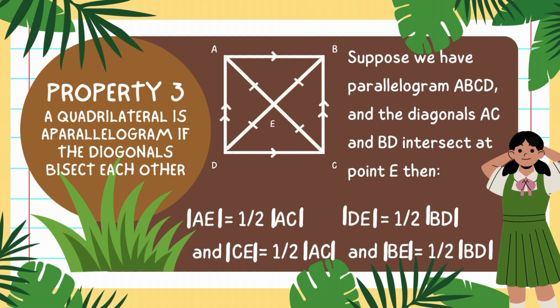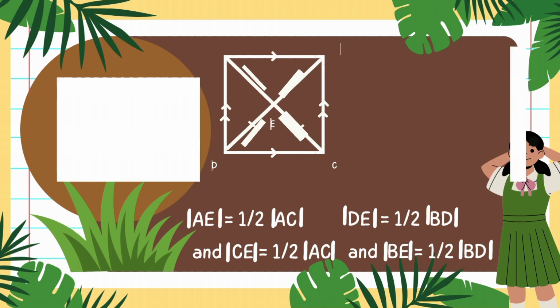Diagonal BD is cut into two congruent segments, namely DE and EB. Thus, DE is equal to 1/2 BD and BE equals 1/2 BD.